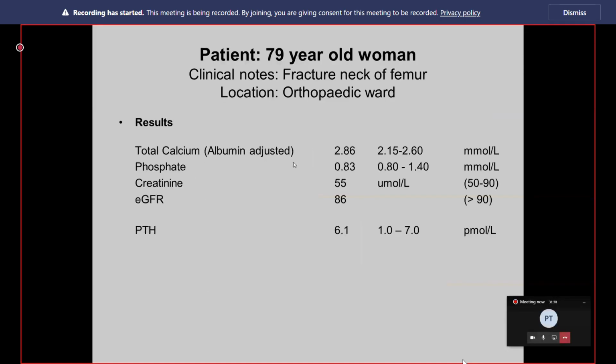So we come to this patient, the first patient, a 79-year-old woman who presented to the hospital with a fracture neck of the femur, and she was admitted to the orthopedic ward, and during the investigations she was found to have hypercalcemia, mild hypercalcemia. Renal function was normal. She was not on any medication, and she had a PTH of 6.1, which is within the reference intervals.